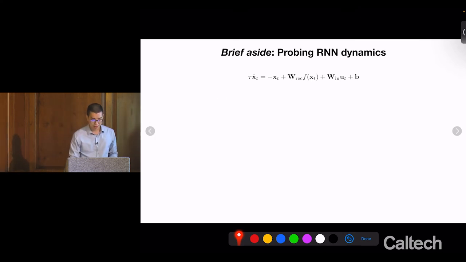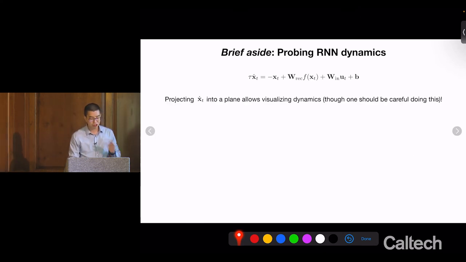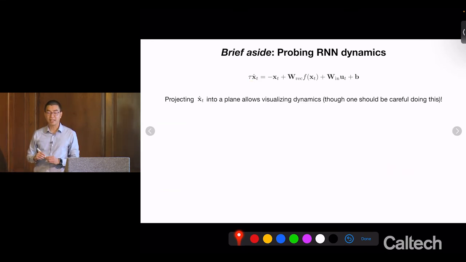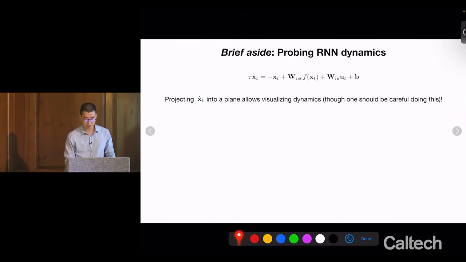All right, so there's also, because we have x dot of t, which are those velocity vectors in the neural state space, or in this case, in the artificial neural network state space.